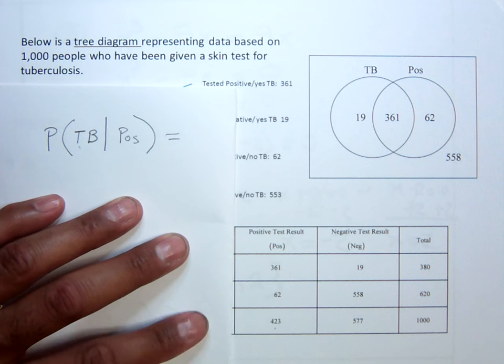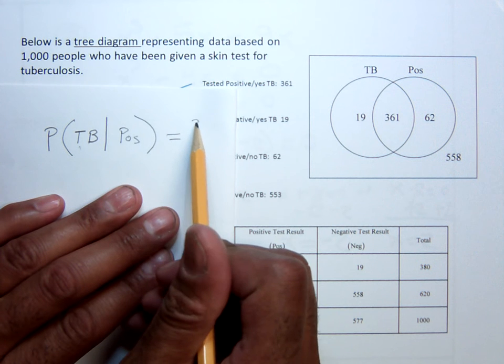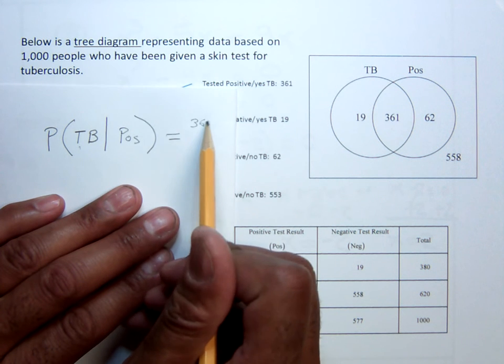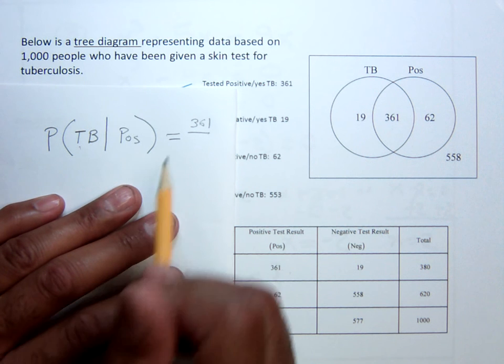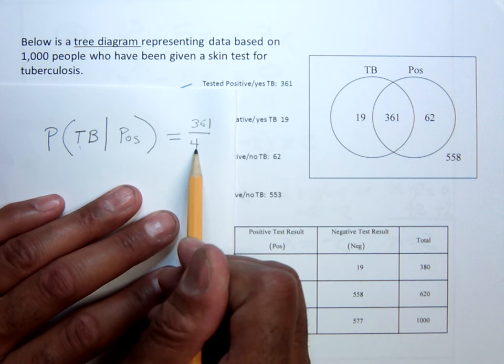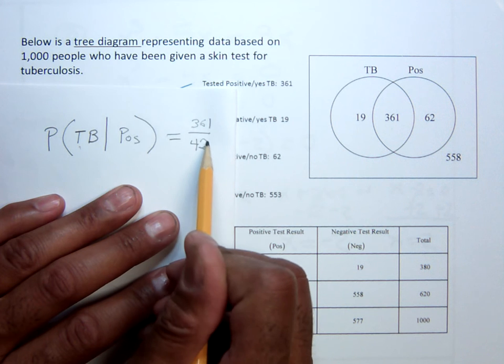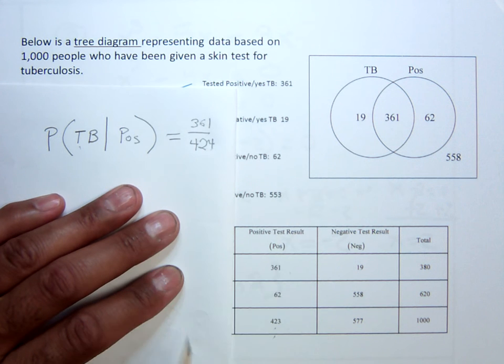You don't have to reduce these today. So this will be 361 out of 423. That's one of the types of probabilities that your book is going to ask you to write.